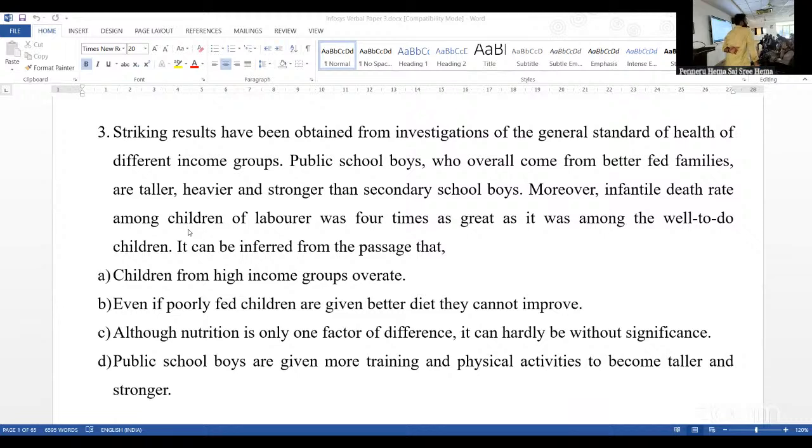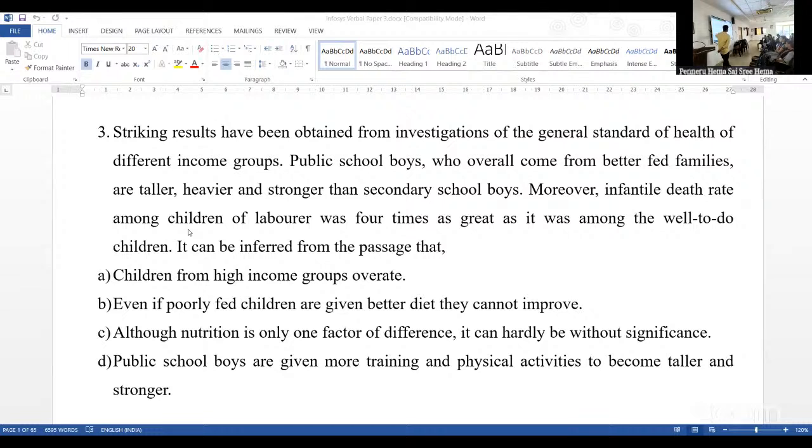So what is the answer? C? So children from high income groups overeat. So let us eliminate the options. Children from high income groups overeat. Does it happen?